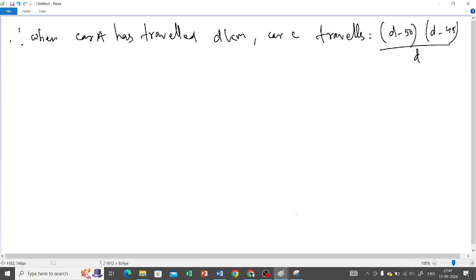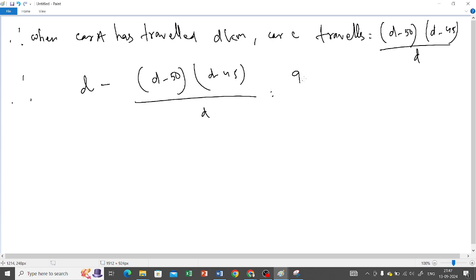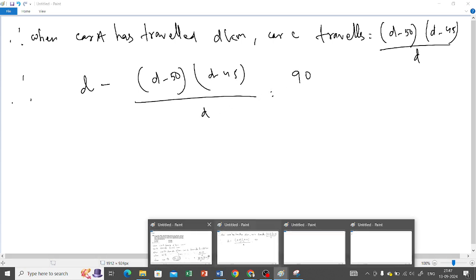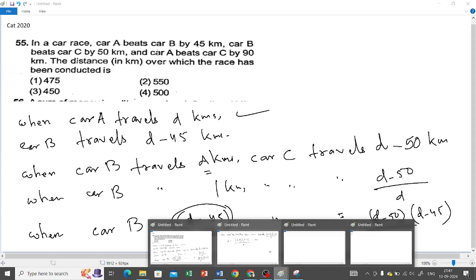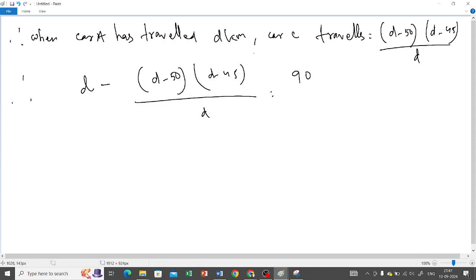Now, this (d minus 50) into (d minus 45) by d is equal to what? 90? Yes or no? Because that is what is given, that car A beats car C by 90 kilometers, right? So car A has traveled d kilometers and car C has traveled this. So the difference between the two is 90 kilometers.